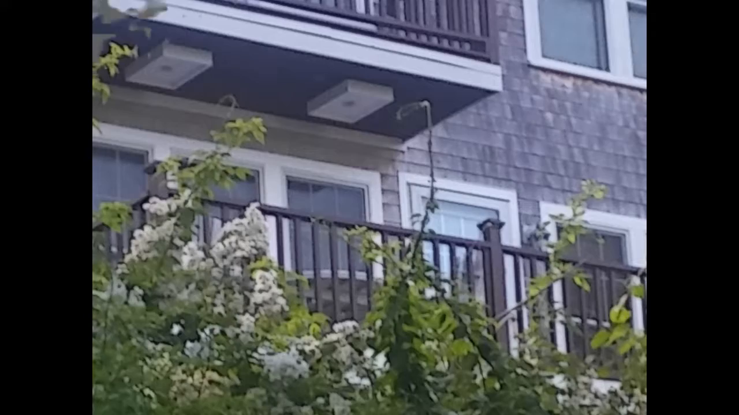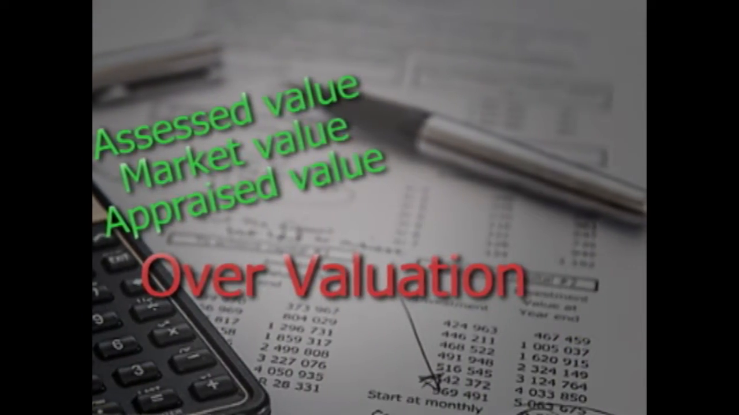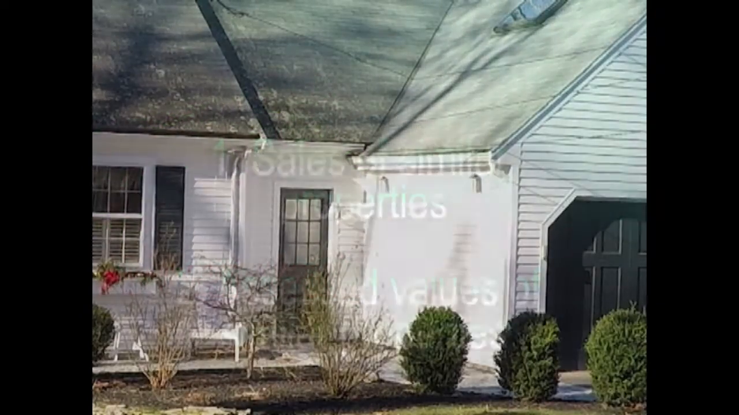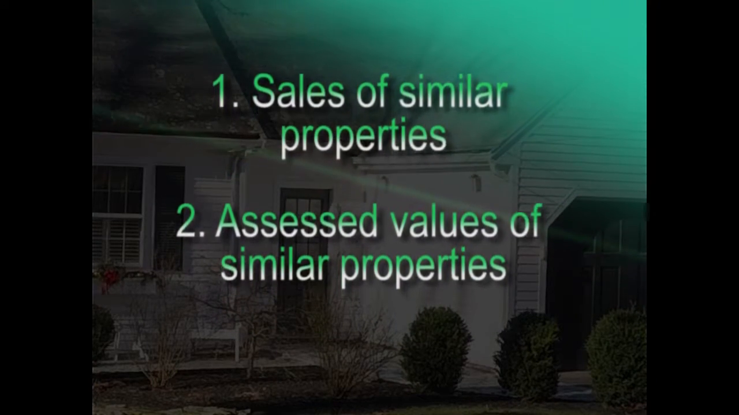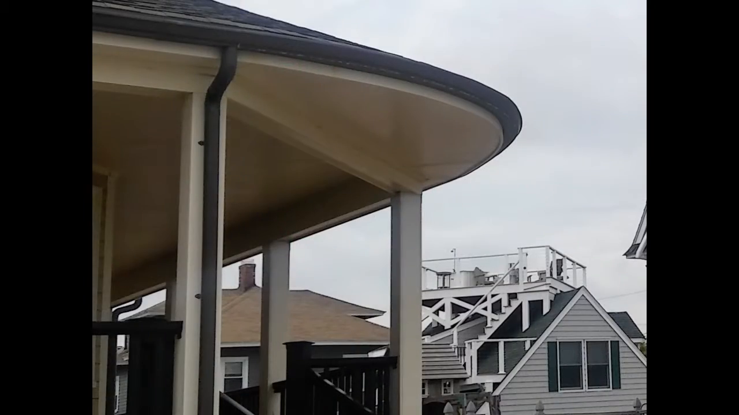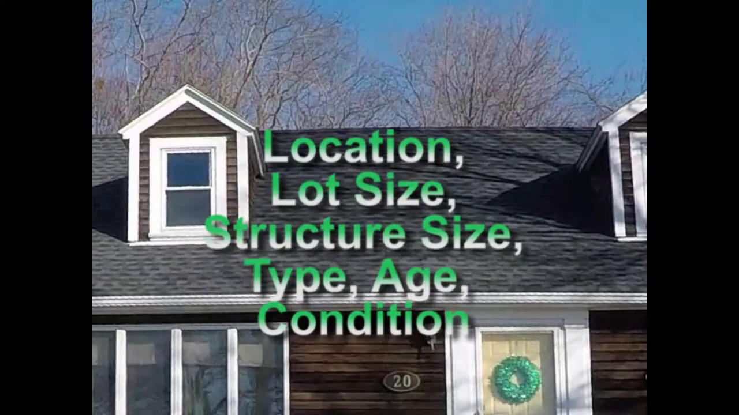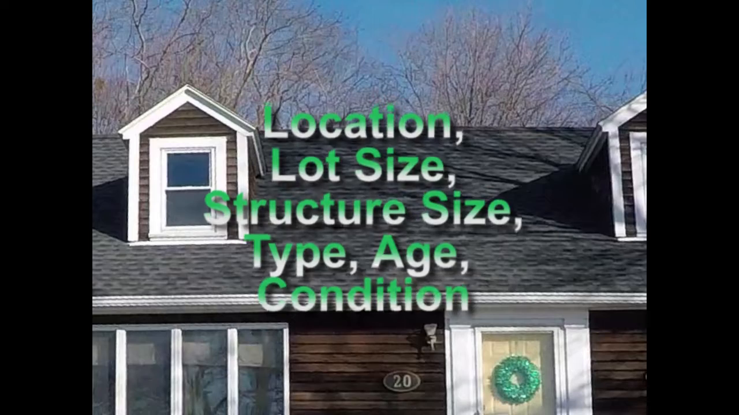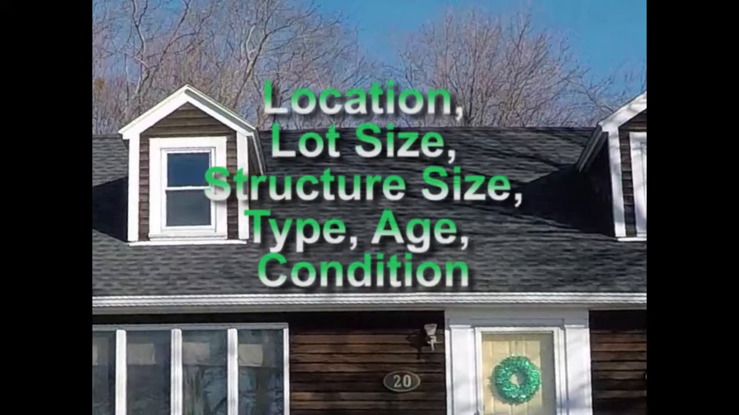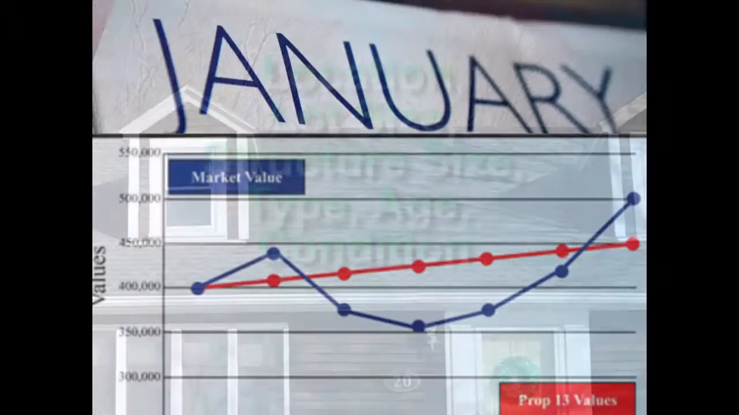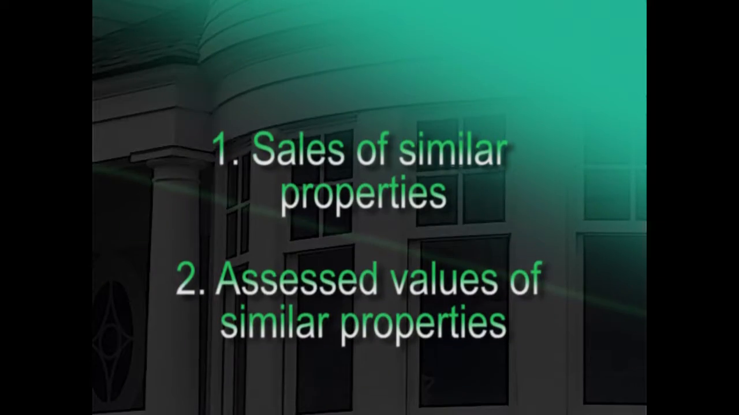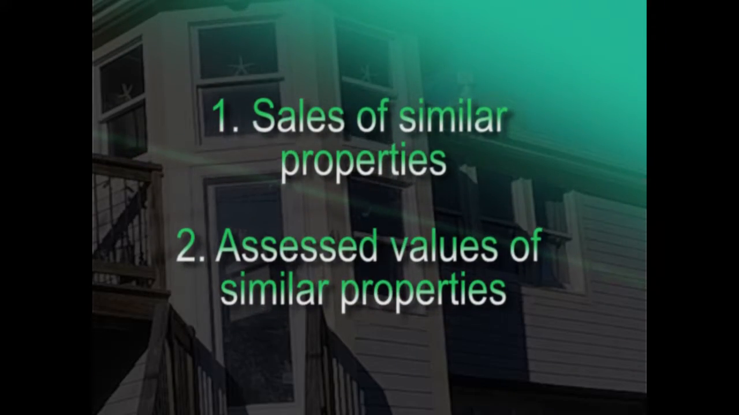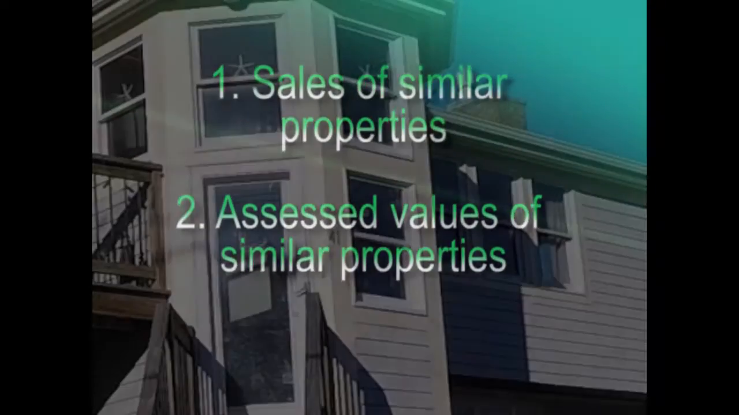An application for abatement for overvaluation should be based on one of two reasons: sales of similar properties and/or assessed values of similar properties. That means sales of properties with very similar characteristics, such as location, lot size, structure size, type, age, and condition, that have occurred reasonably close to January 1 of the previous year, the assessment date, or the assessed values of properties with very similar characteristics to your property that indicate your property is incorrectly valued.